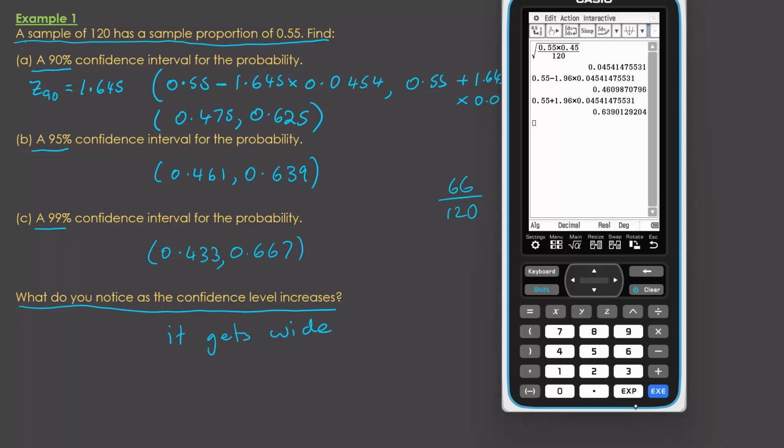So basically it gets wider is what's happened. Look at the values. The first one is 0.475 to 0.625, the next one is 0.461 to 0.639, and the next one is outside of that as well. So it's getting wider. And you'd expect that because our confidence is going up. If we're interested in the confidence that it's between 2 points, in order to get more area, you have to go out wider in the distribution.